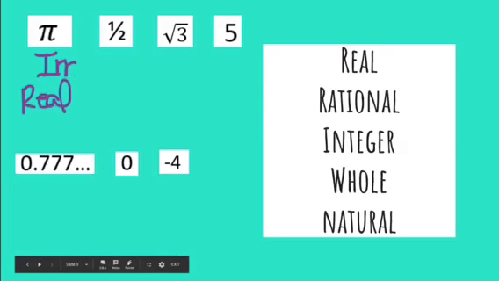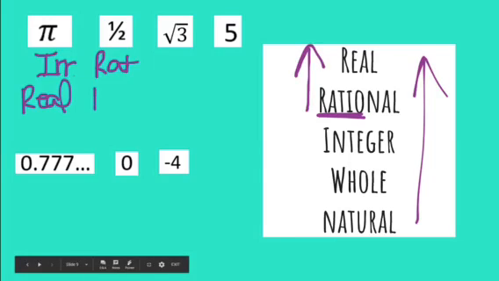Okay, 1/2. Is it natural? No, we don't naturally count. Is it whole? It's not 0, 1, 2, 3, 4. No. It's not an integer. It's not positive or negative whole numbers. Is it rational? It's written as a ratio. Yes. So that means that this is rational. And once it's one thing, it's everything above it. So it's also real.